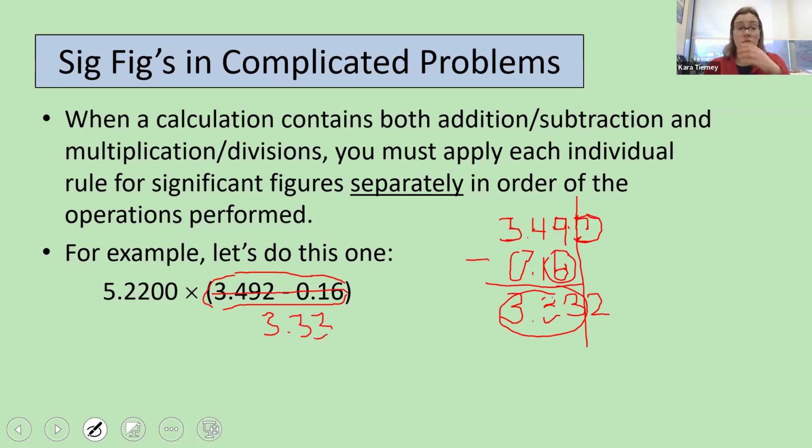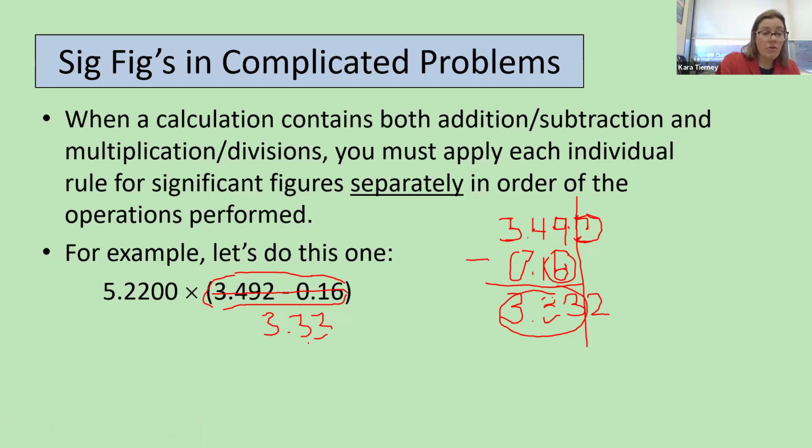And now I'm going to multiply that 3 by 3.33. So I've rounded to 3 significant figures using the subtraction rule. Now I'm going to do my multiplication, ignoring the numbers that were in the subtraction. They're now replaced by 3.33. I multiply that by 5.2200. And now I apply my rule for multiplication, which is the number of overall significant figures.